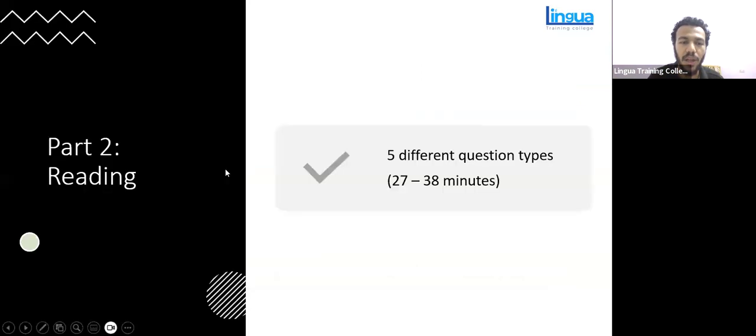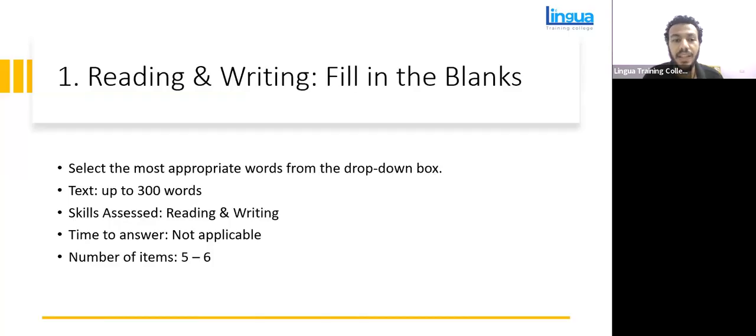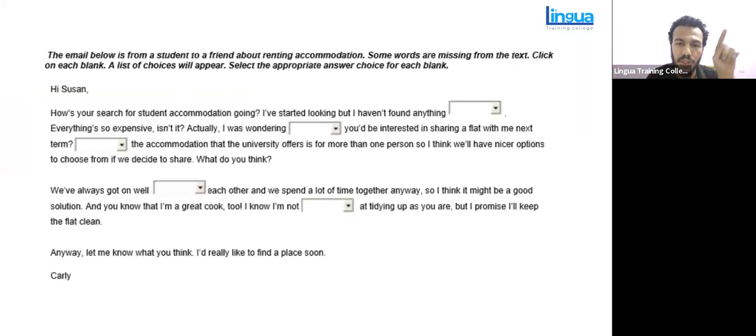Moving to the next part 2, reading. You get 5 different types of questions, and you have around half an hour to answer them. First question is reading and writing, fill in the blanks, and you have a text of up to 300 words. You have items here with a drop-down box, with some options to choose which one is correct. Once you click on the option in the drop-down box, you have 4 options to choose from. And in this question, you need to keep in mind a few things.